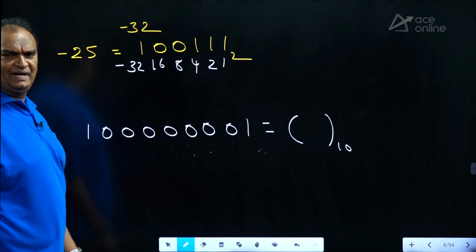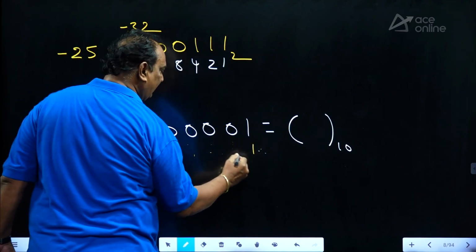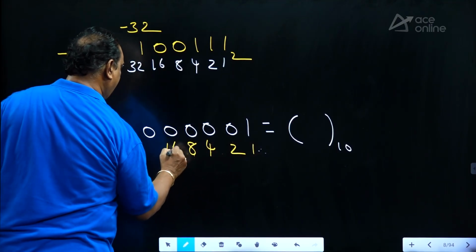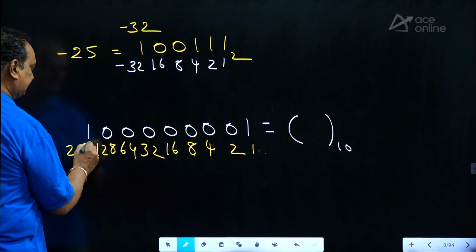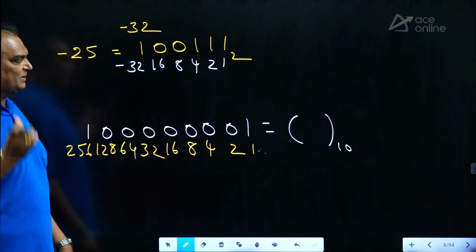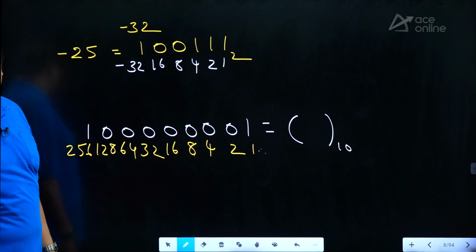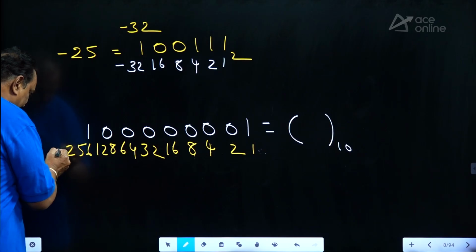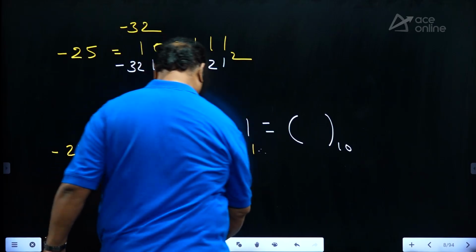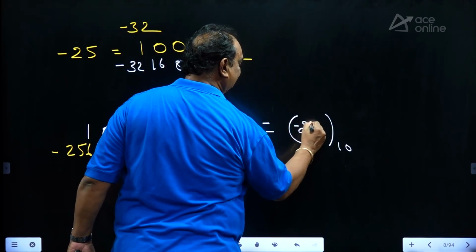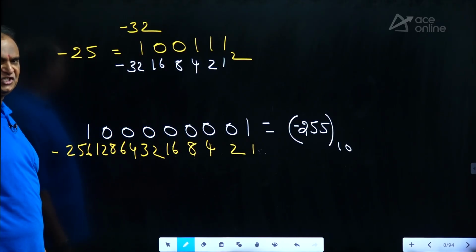Look here, now it is in binary. If it is an unsigned value, then the decimal value is like this: 1, 2, 4, 8, 16, 32, 64, 128, 256. Then what is our answer? 256 plus 1, 257. If the data is expressed in signed 2's complement notation, then only the MSB weight sign is negative, that's why minus 255. It is the procedure, it is the shortcut. Okay?